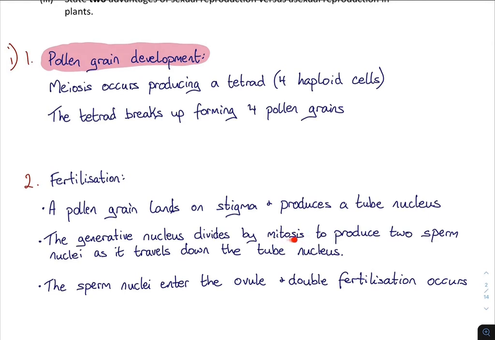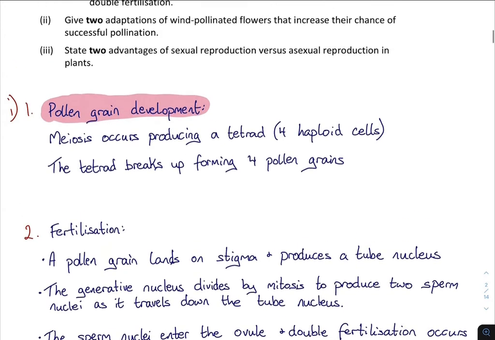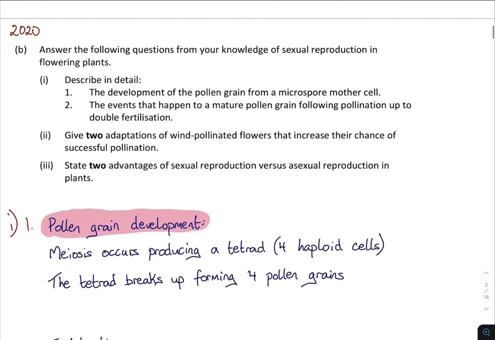And again, the word mitosis is important here. Everything after the pollen being produced is mitosis. And it produces 2 sperm nuclei as it travels down the tube. That's really important, because one of the sperm nuclei is going to fuse with the egg, and the other sperm nucleus is going to fuse with the 2 polar nuclei. And we call this double fertilization. So that's the process of fertilization here. We'll be talking about this later on as well, and specifically double fertilization.